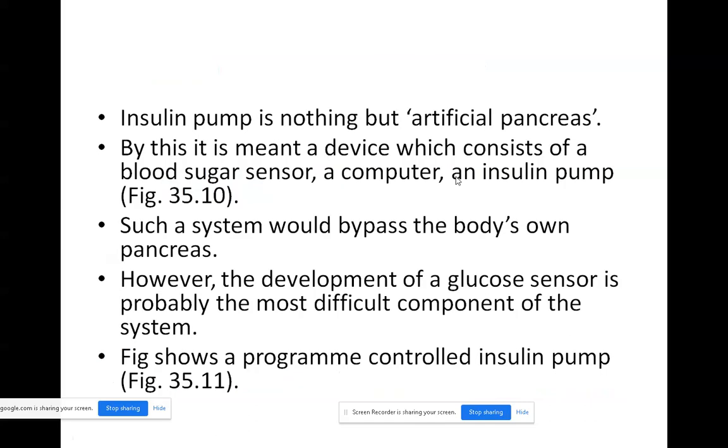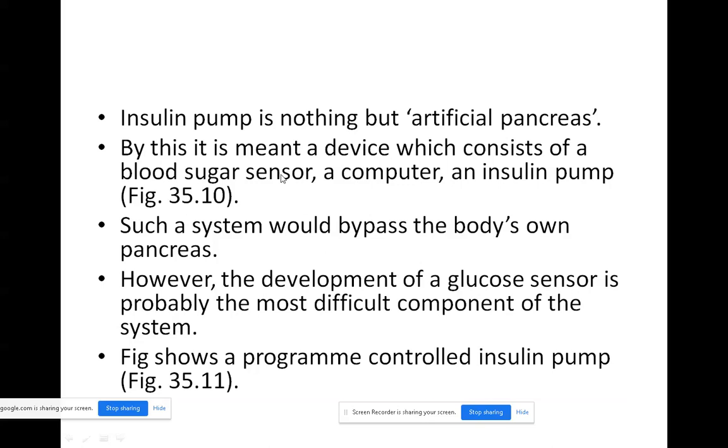So the insulin pump is nothing but an artificial pancreas. The pancreas is a part of your body which lies under your ribs, near the chest rib. The pancreas is the most important organ in your body, because it secretes the hormone insulin. You can call it glucose or insulin.